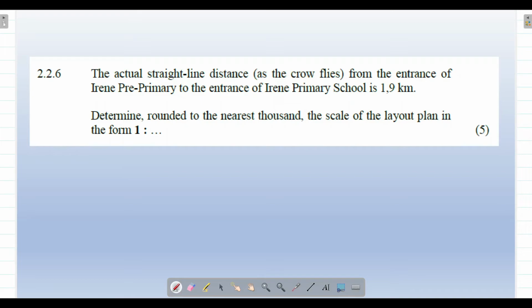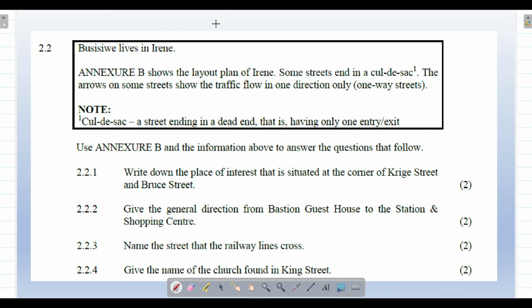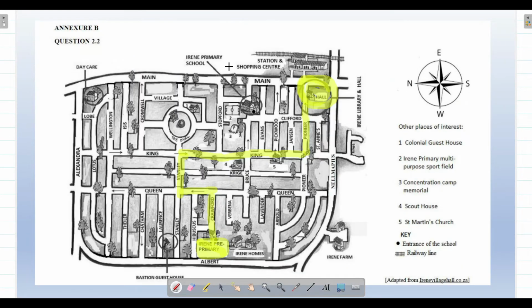Like I mentioned in my previous video tutorial, guys, in this question you need to have your annexure printed out, because you need to be measuring this distance using your ruler. Okay, so let me just clear this out. We want to determine the distance from the entrance of Irene pre-primary. The entrance is on this dot here. Why am I saying it's there? Because the key tells us that the entrance is denoted by the dot. So that is the entrance of Irene pre-primary.